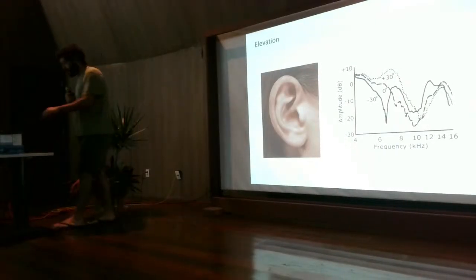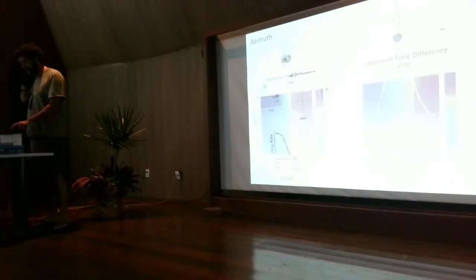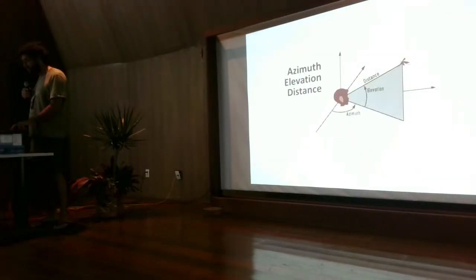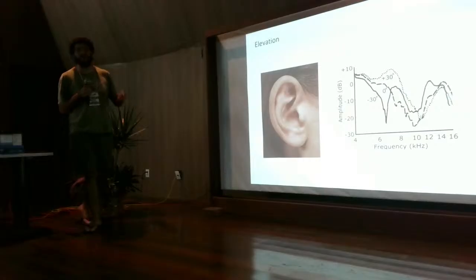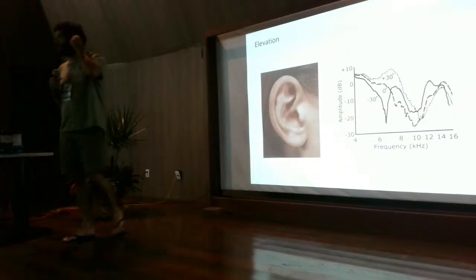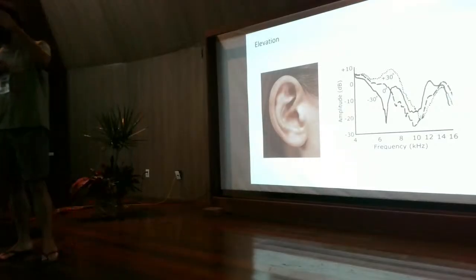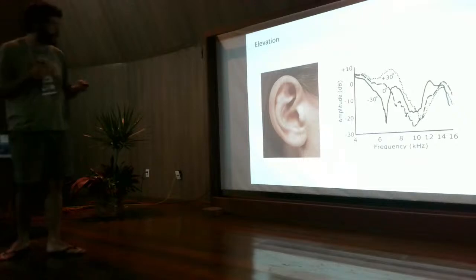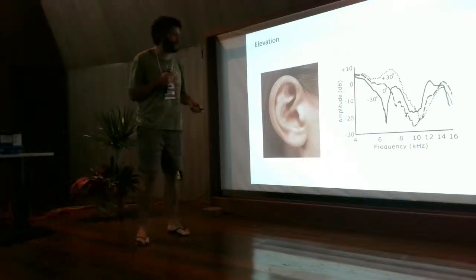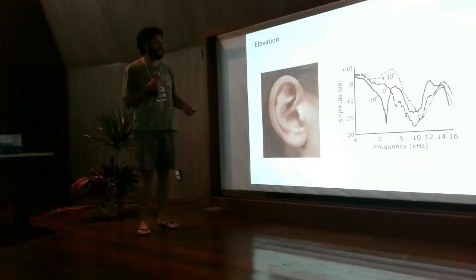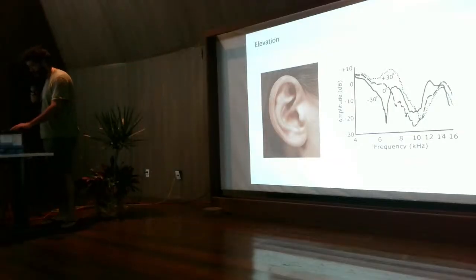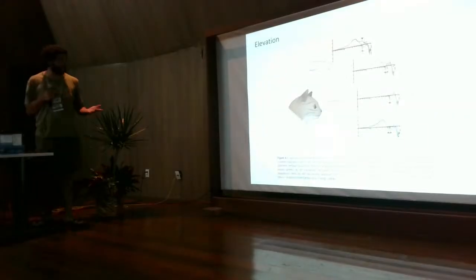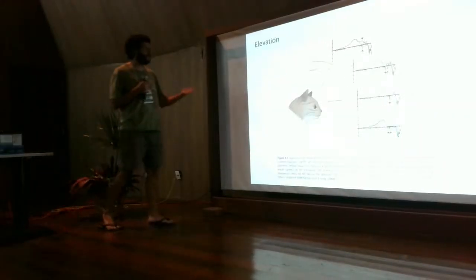But there are also, as I said, azimuth, elevation, and distance. The elevation comes from the shape of the ears, so it gives a signature in the sound that reaches your ears. There is a signature on the spectrum, with some valleys and some tops of the hills. And there are cells that respond to all of these.